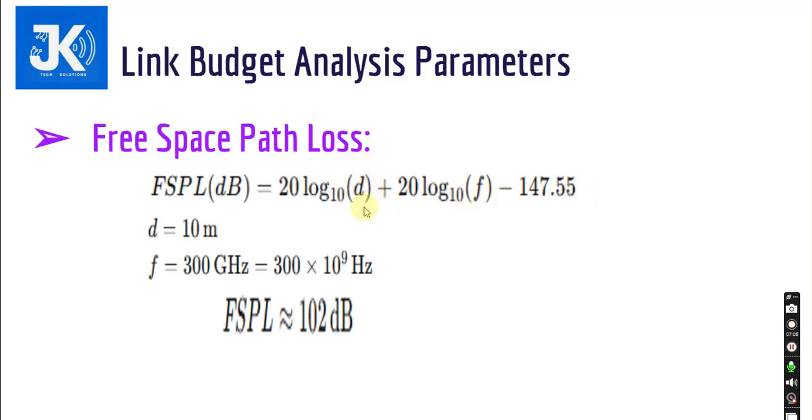Here d is nothing but the link distance. As we already said, the link distance is 10 meters. And the frequency we have taken here is 300 gigahertz. So we are substituting the link distance and the frequency value in the above equation. After substituting, we get free space path loss, which is equal to 102 dB.